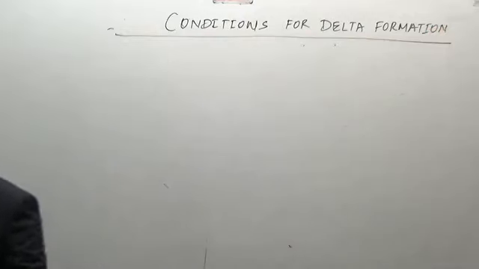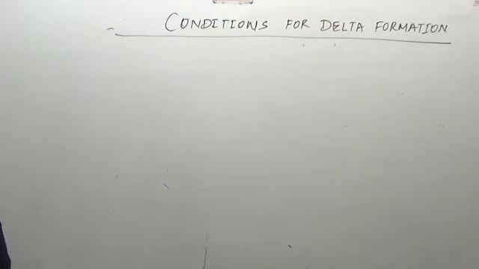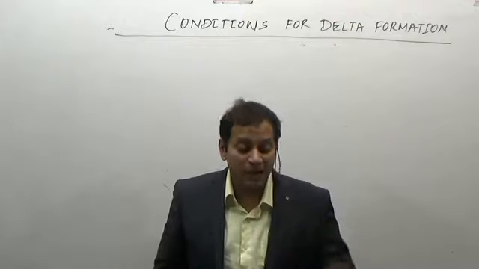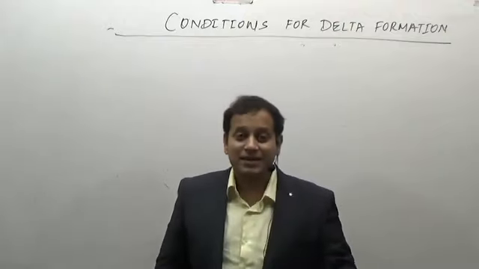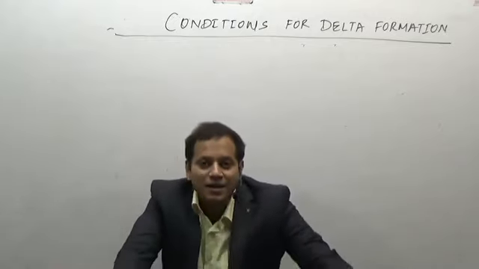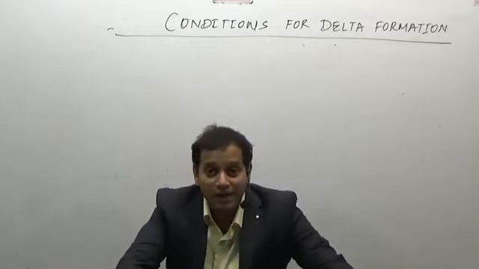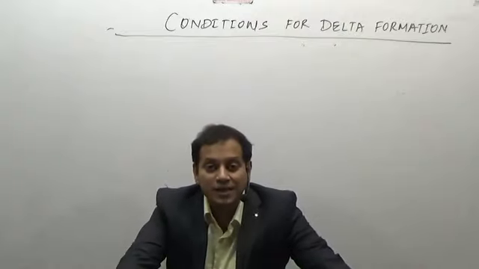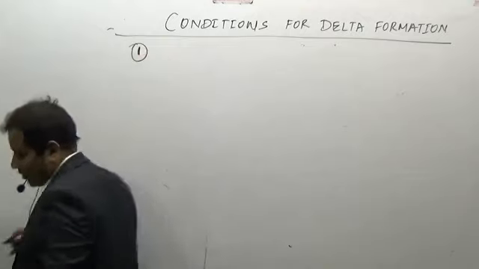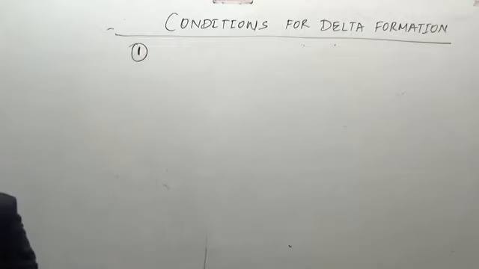There are some conditions which are necessary for the formation of a delta, and one of the first conditions is that there should be a large supply of sediments. That means there should be sediments to deposit first. If the river is not carrying sediments, then obviously the river cannot form a delta. Now why do Ganga and Brahmaputra form a delta? The first condition is supply of sediments. There should be a large amount of sediments.